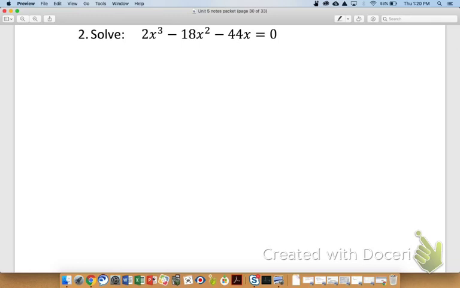Yes, ma'am. So when I do this, do I use, so after I do all of this stuff? You use the one that you're currently working with. Yep. C equals negative 22.